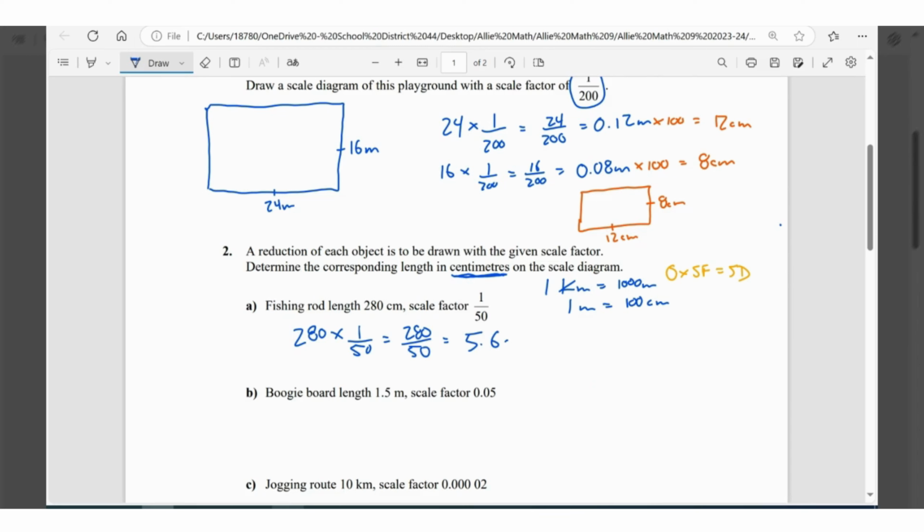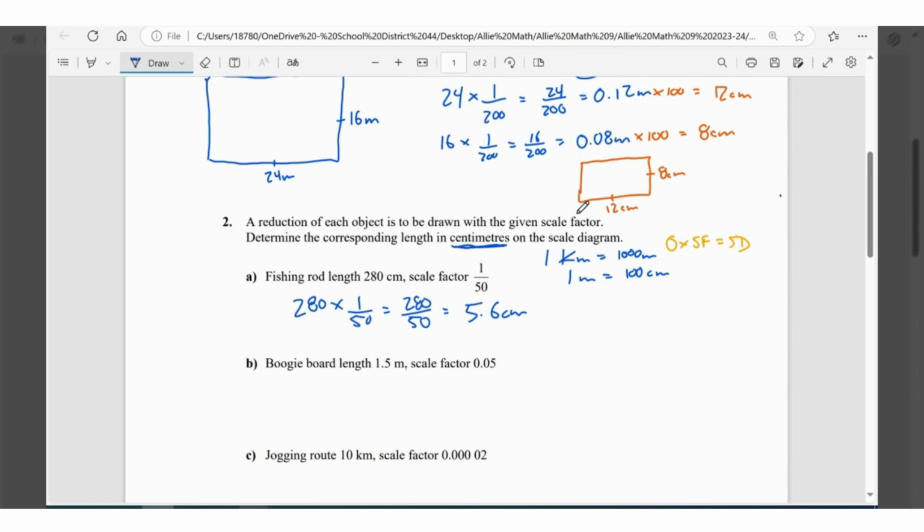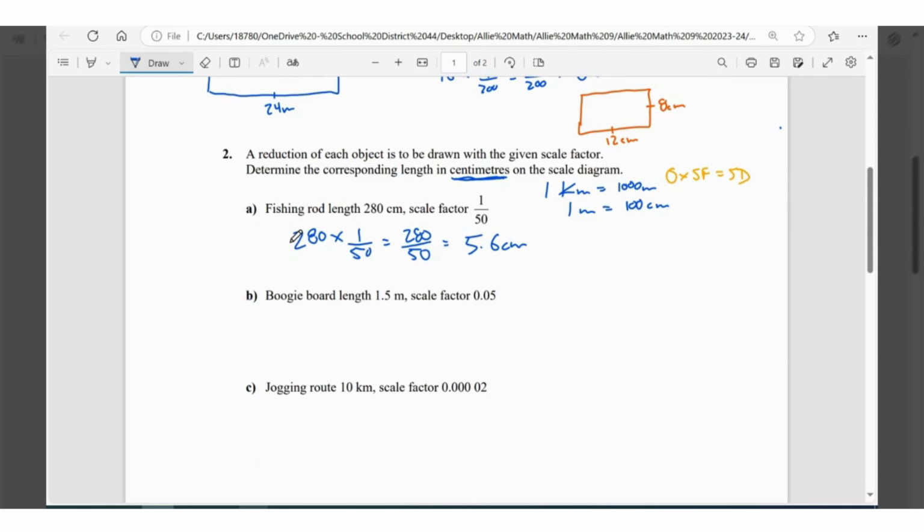5.6 centimeters. So what was 280 centimeters? We multiplied it by the scale factor less than 1 of 1/50, and our new length is 5.6 centimeters. So that's just this equation over here. Our original times the scale factor equals our scale diagram. Let's do the next one.